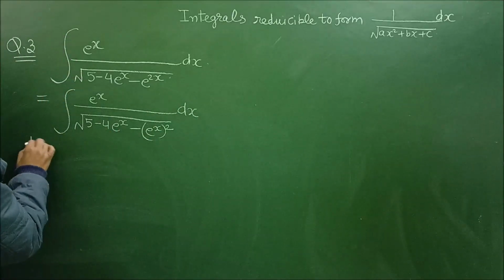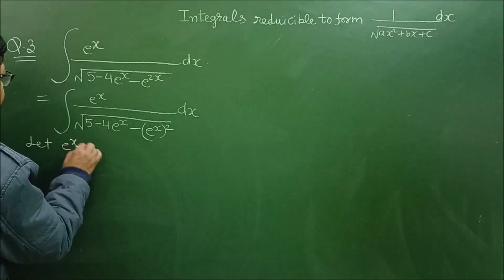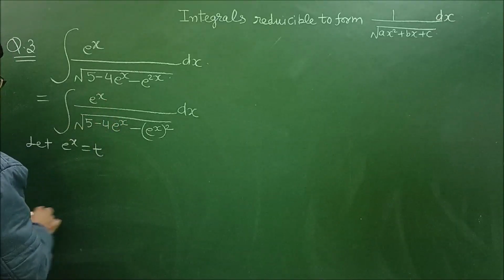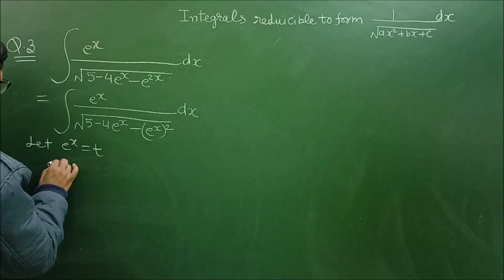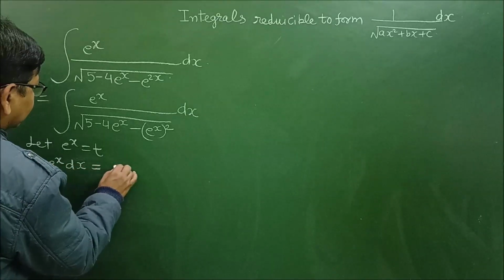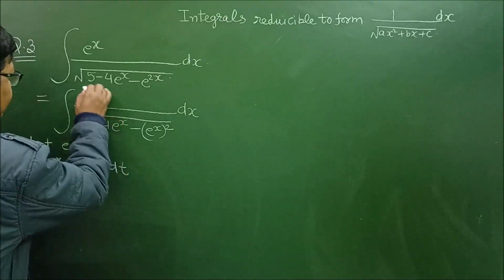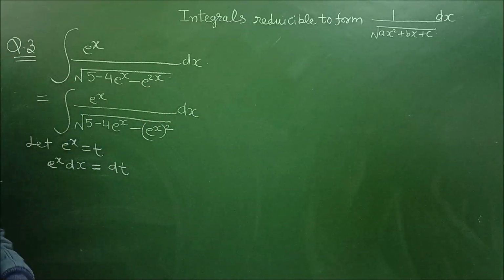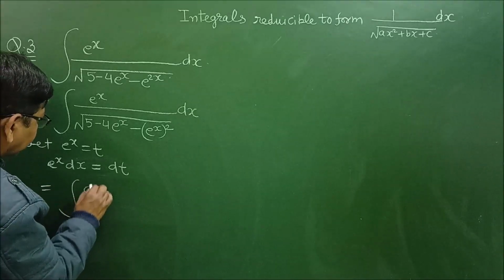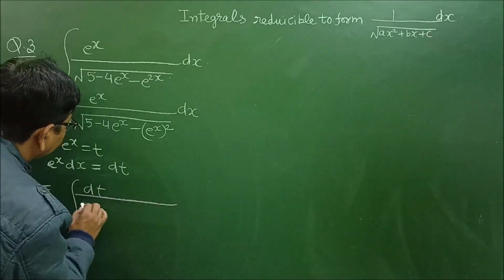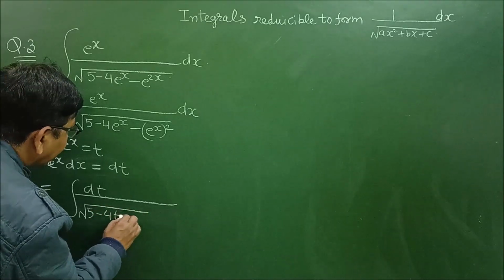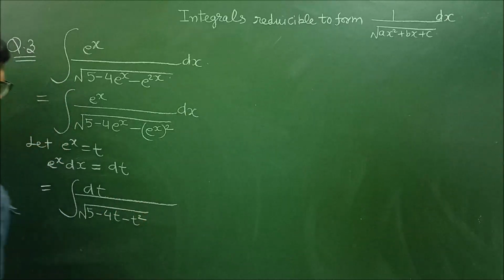Now let e raised to the power x be equal to t, because the derivative of e raised to the power x is present here. On differentiating, e raised to the power x dx is equal to dt. Now this e^x dx can be replaced by dt. So this integral reduces to the integral of dt upon under root of 5 minus 4t minus t square.